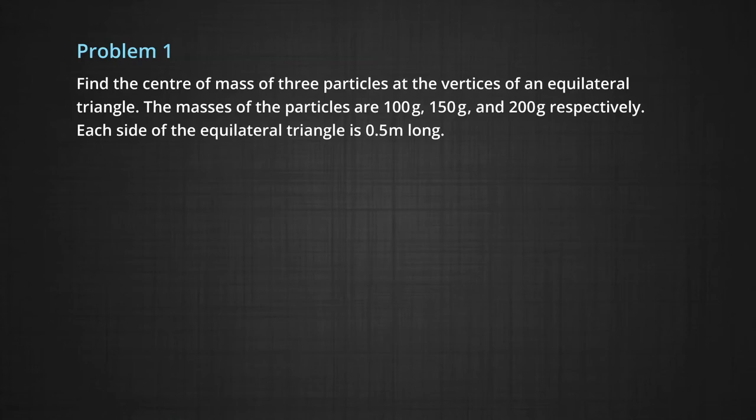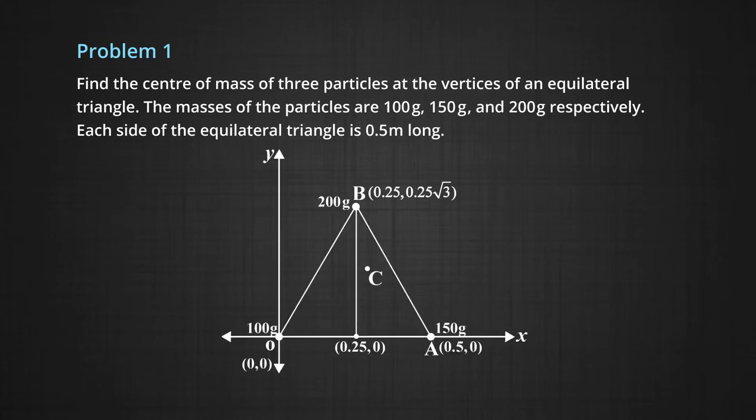Now, we will do some problems to apply the expressions which we have deduced. Problem 1. Find the center of mass of three particles which are placed at the vertices of an equilateral triangle. The masses of the particles are 100 gram, 150 gram and 200 gram respectively. Each side of the equilateral triangle is 0.5 meter long, and the figure is given to us.